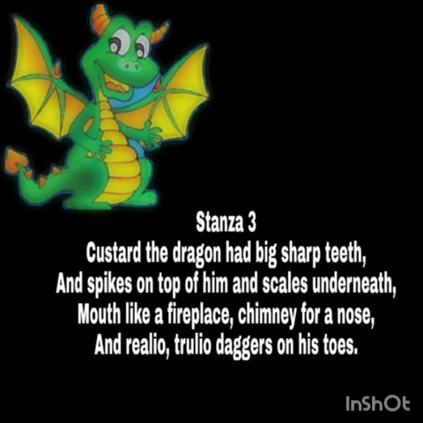Stanza 3. Custard the dragon had big sharp teeth, and spikes on top of him and scales underneath, mouth like a fireplace, chimney for a nose, and realio trulio daggers on his toes. So the poet again brings some comic sense here. The dragon Custard had big sharp teeth, spikes on his skin, his lower part had scales, his mouth was a fireplace where it emits fire, and his nose was like a chimney where it used to emit smoke. He had daggers on his toes, but still he was called a coward.